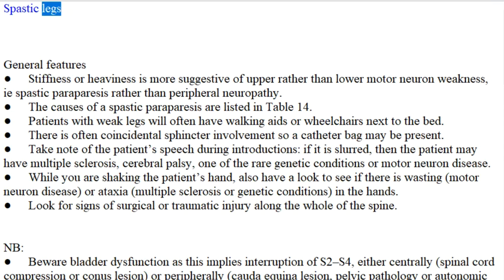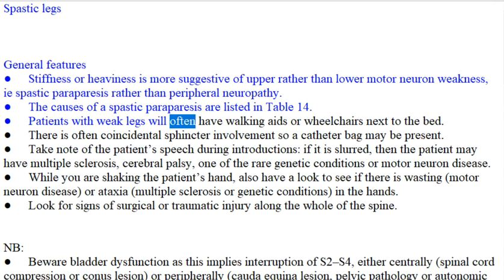Spastic legs. General features. Stiffness or heaviness is more suggestive of upper rather than lower motor neuron weakness, i.e. spastic paraparesis rather than peripheral neuropathy. The causes of a spastic paraparesis are listed in Table 14.